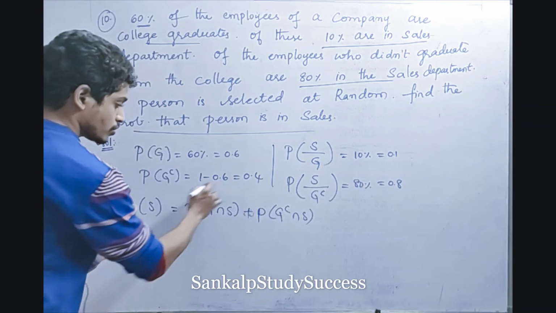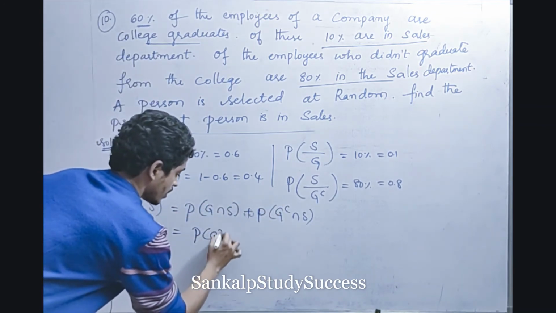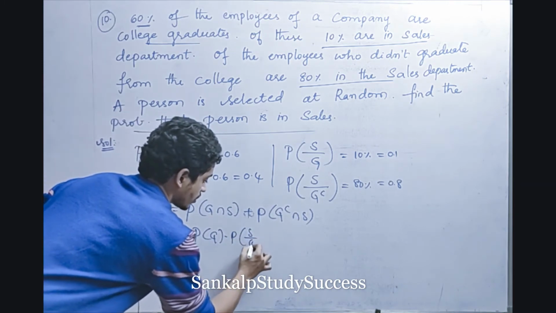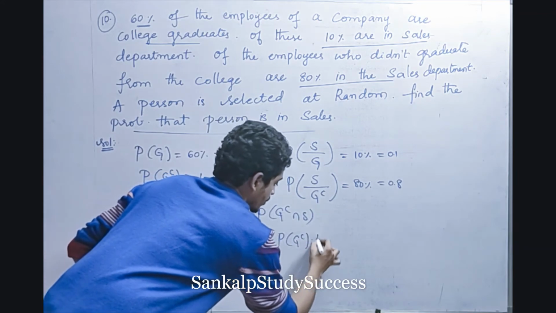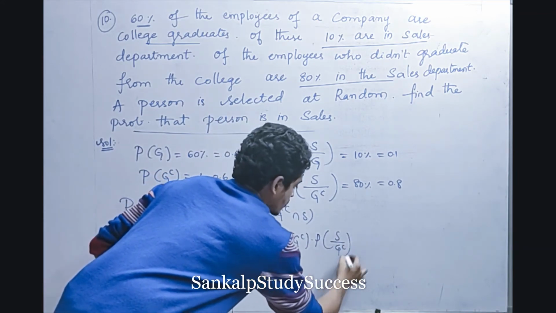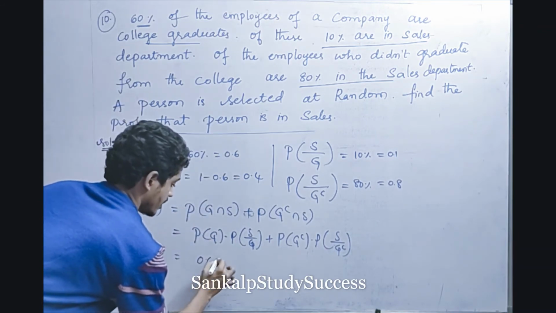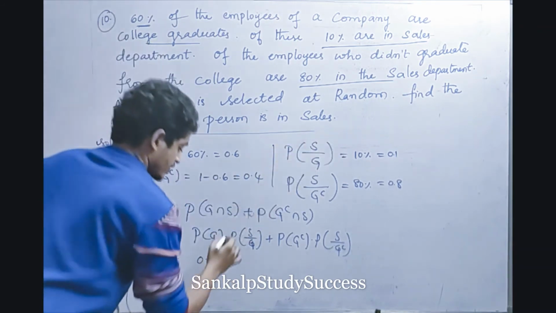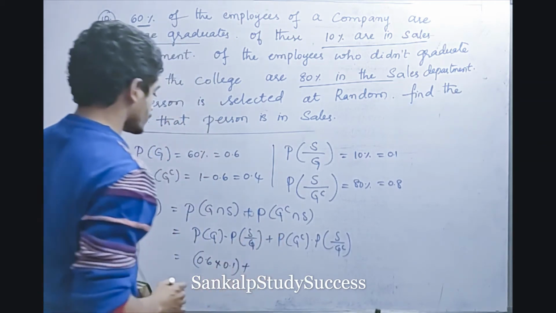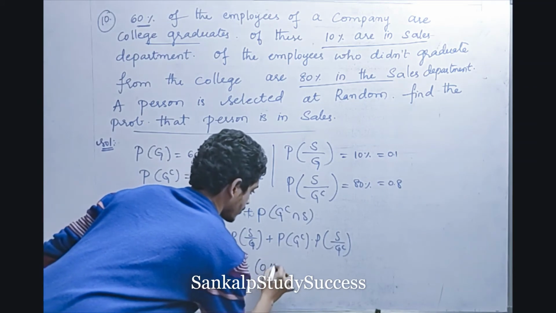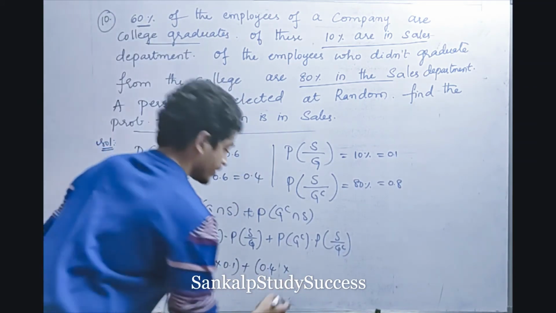Yes or no? So this is a conditional probability. We can apply P of G into P of S by G plus P of G complement into P of S by G complement. Yes or no? So what is P of G, friends? 0.6 into P of S by G, which is 0.1. Yes or no? Plus what is P of G complement? It's 0.4 into what is P of S by G complement? It's 0.8.